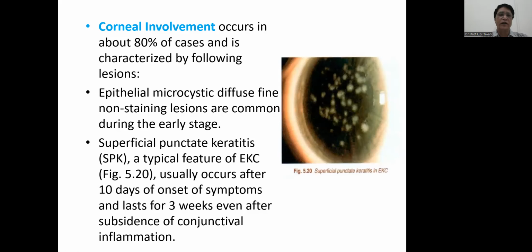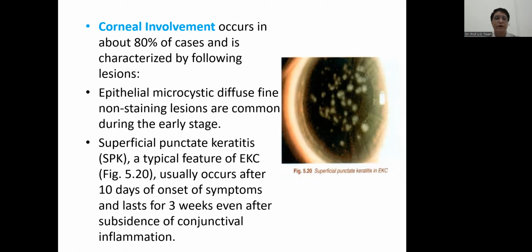The cornea can be involved in as high as 80% of cases, and it is characterized by the following lesions: epithelial microcystic, diffuse, fine, non-staining lesions are common during the early stage. So corneal involvement is quite common, but the lesions do not stain in the initial phase. Superficial punctate keratitis is a typical feature of EKC, as shown in this picture. It usually occurs after 10 days of onset of symptoms, and it lasts for about 3 weeks, even after the subsidence of conjunctival inflammation.